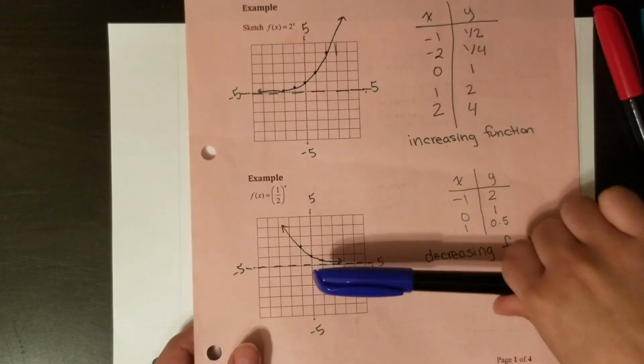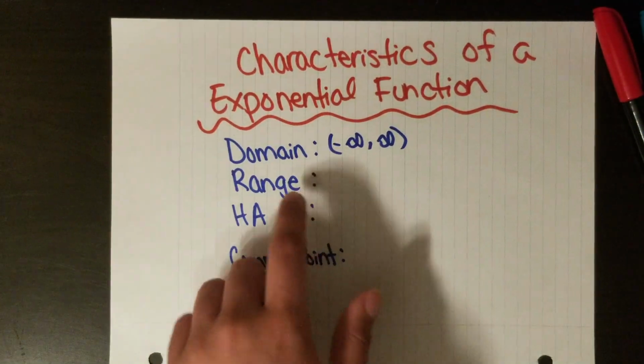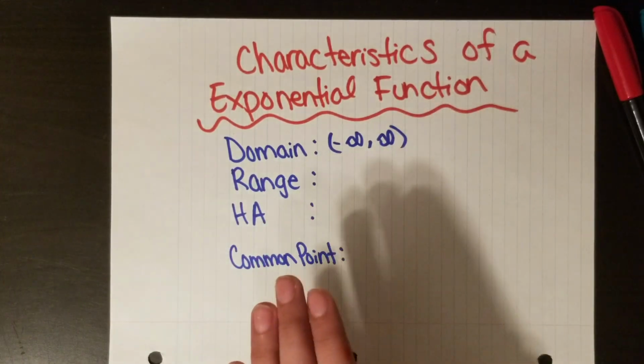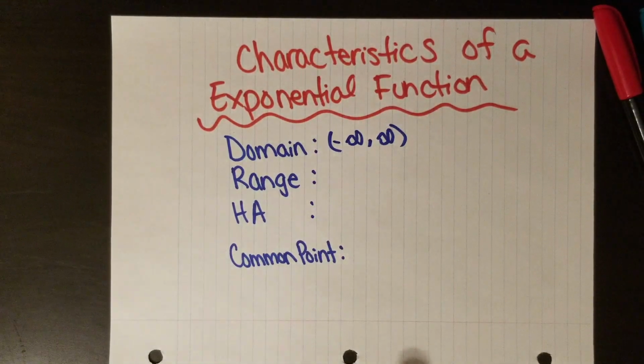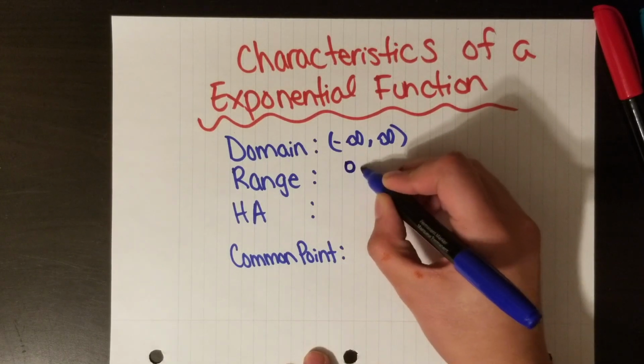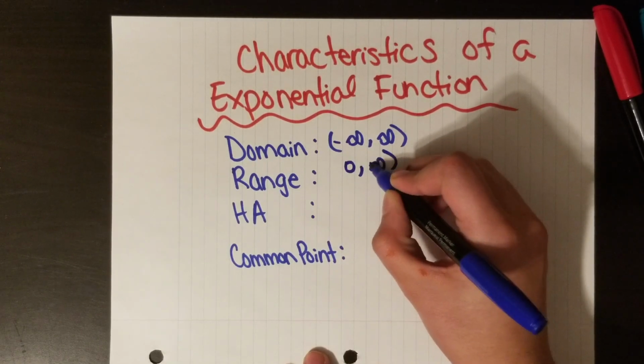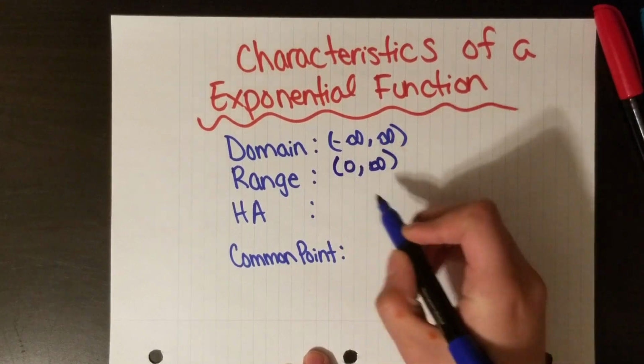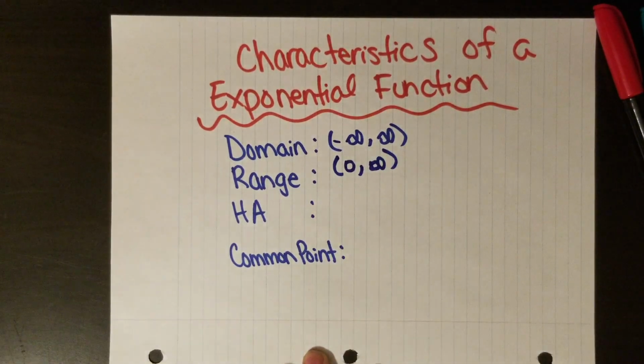Same with my bottom one. It goes from 0 to infinity. So for my range, for any basic exponential function graph that doesn't have any transformations, my range is going to be 0 to infinity, and both of these are exclusive. That's why I'm using my round brackets.